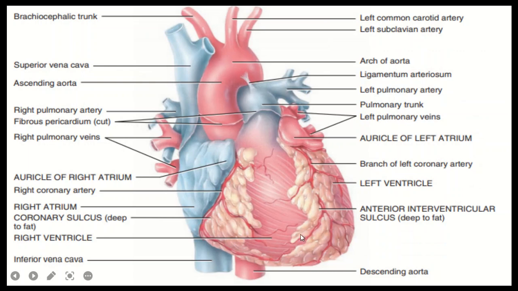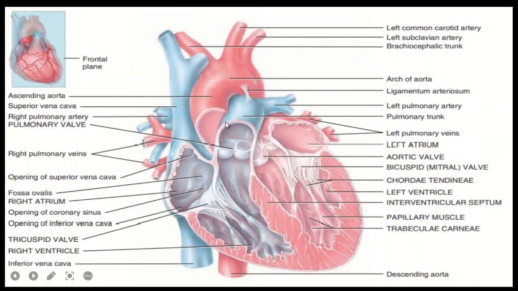So, these are the structures of the heart. Ito, superior vena cava, inferior vena cava, this is descending aorta. Ito yung ascending aorta. Ito yung aortic arc of aorta. Ito yung brachiocephalic trunk. Ito yung left common carotid artery, the left subclavian artery. Dito banda yung right atrium, dito banda yung right ventricle, dito banda yung left ventricle, and dito banda yung left atrium.